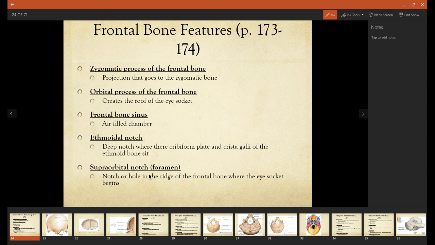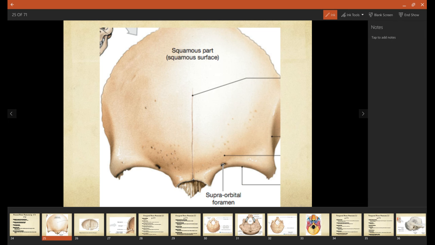So if we break that word down, supraorbital means above the orbit of the eye, and you'll see a hole, or sometimes it's also just a notch. So as we look at pictures here, we can see the hole above the eye orbit. So that will be the supraorbital foramen.